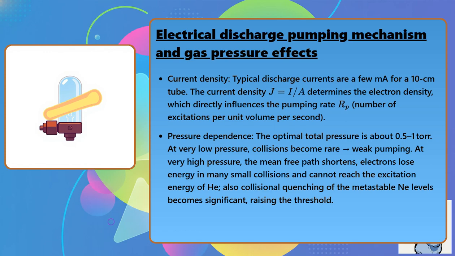At very low pressure, collisions become rare, giving weak pumping. At very high pressure, the mean free path shortens, electrons lose energy in many small collisions and cannot reach the excitation energy of helium. Also, collisional quenching of the metastable neon levels becomes significant, raising the threshold.